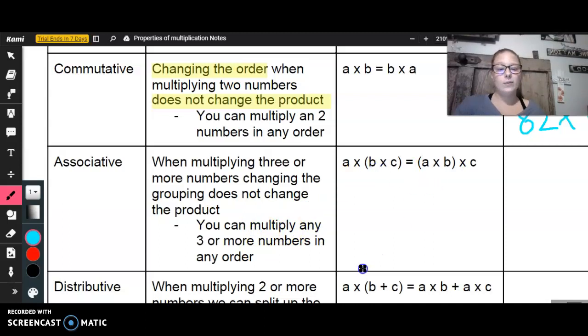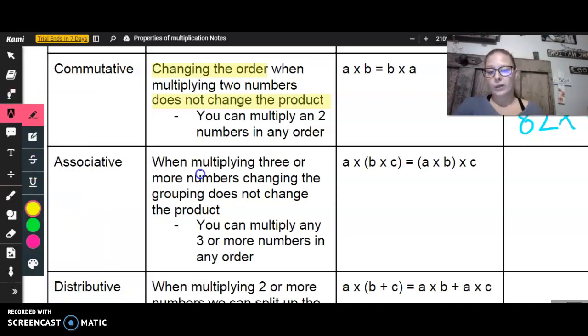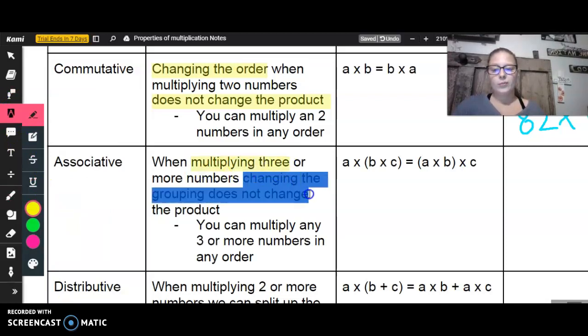So our variable example is A times B times C, or A times B times C. Let's highlight in the definition really quick. Multiplying 3 numbers, changing the grouping does not change the product.